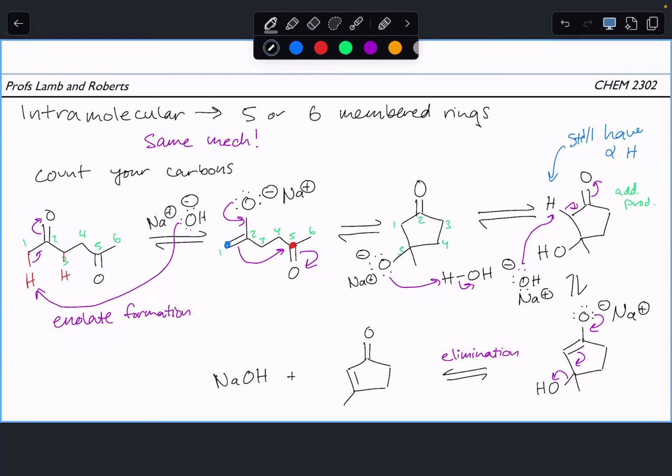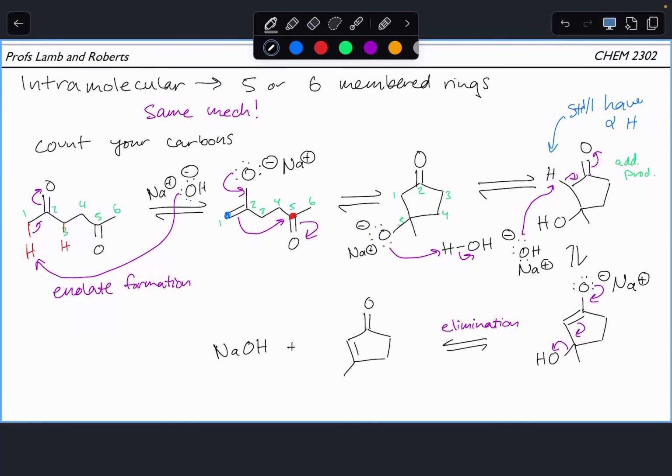So all of these work exactly the same way. Even if you're forming these rings, just make sure that you're forming a 5 or a 6-membered ring because that's how it's stable. This one? Because it's the only one that will allow us to eliminate out, right? If I do it on this side, there's no leaving group here to be able to do the elimination.